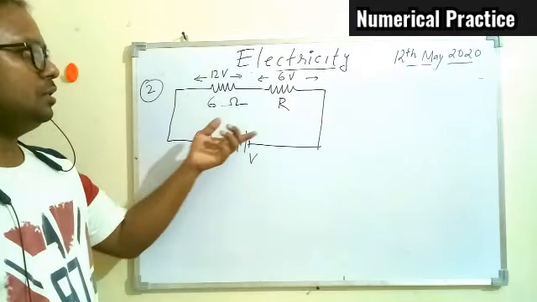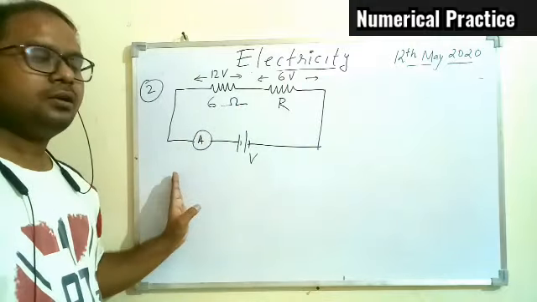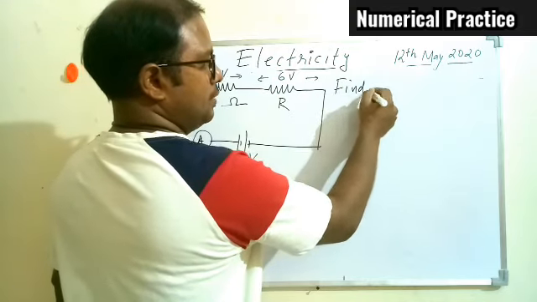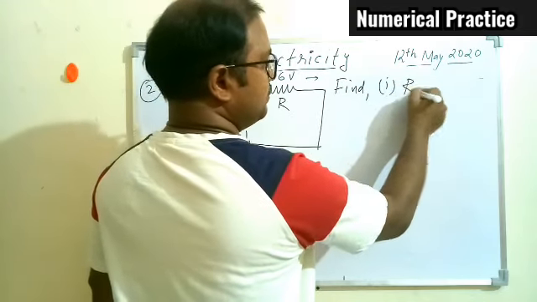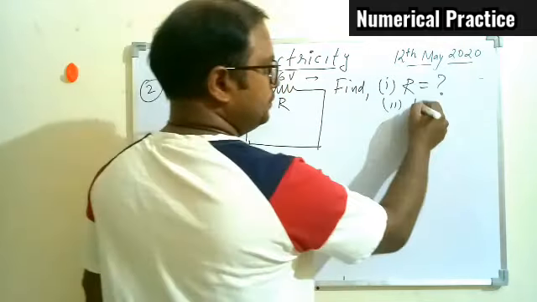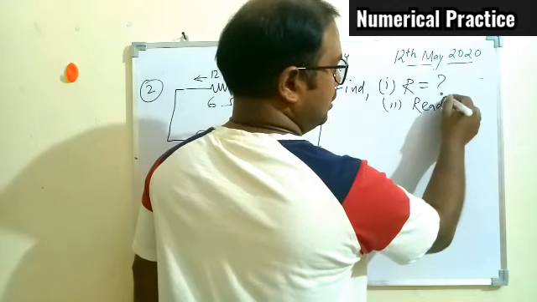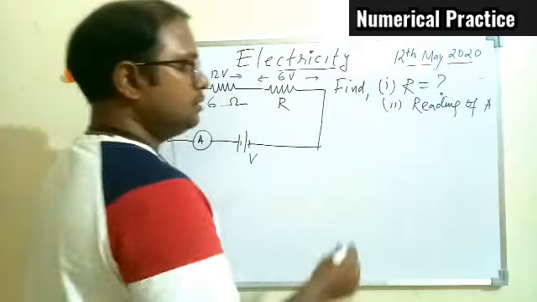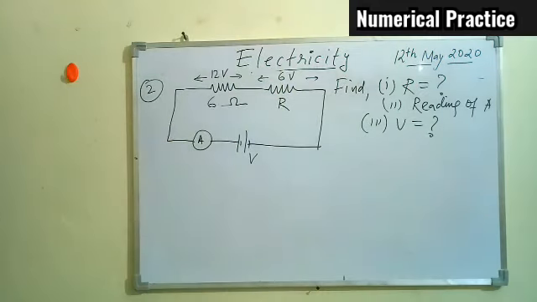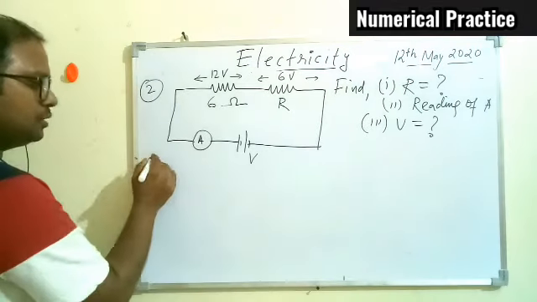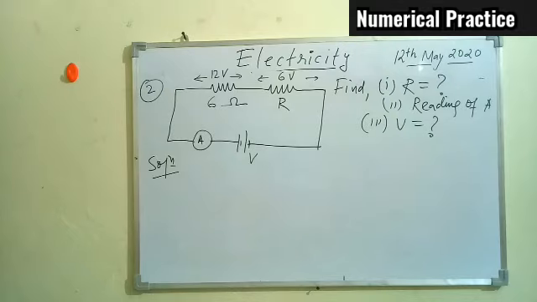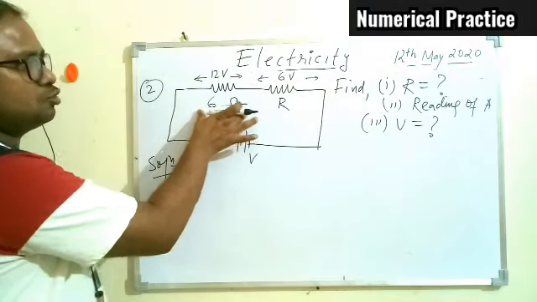Based on this we have to find out: first, the value of R; second, the reading of the ammeter; and third, the power supply of the battery. So three things we have to calculate. I don't think it's so difficult, but still this is just based on the application of Ohm's law. So let's see the very first one, the 6 ohm resistor.